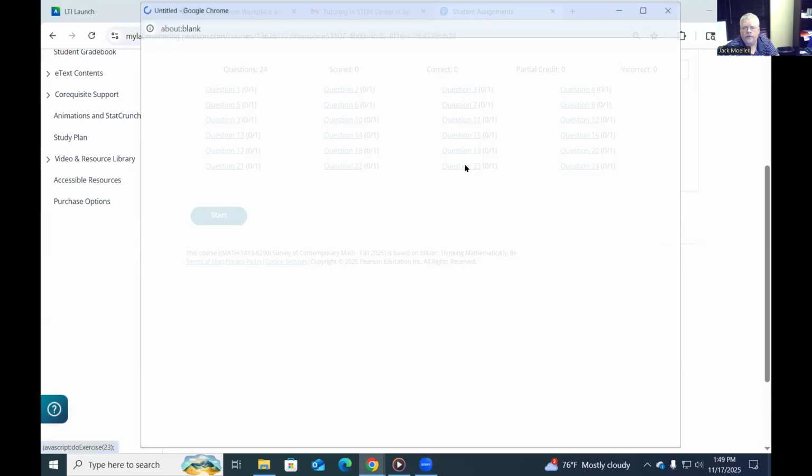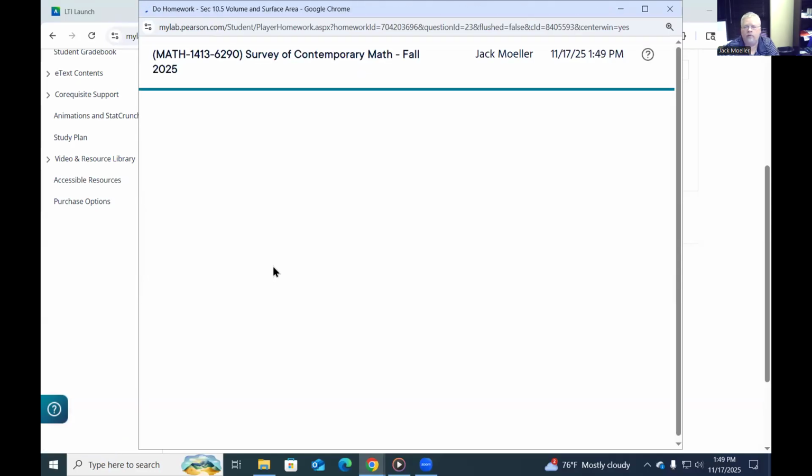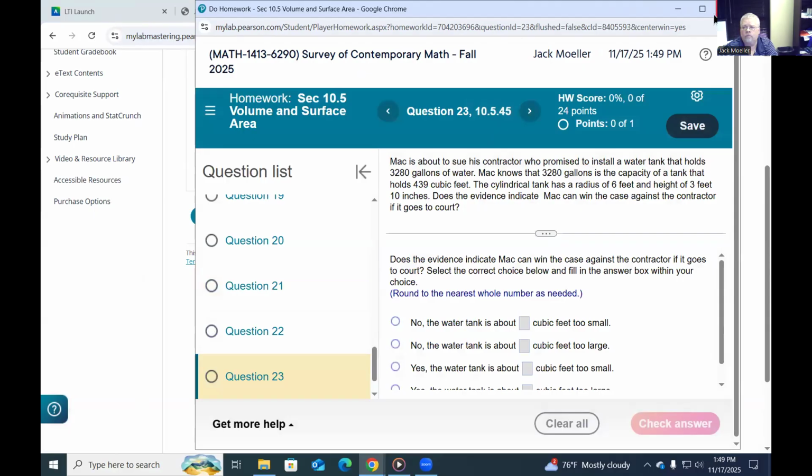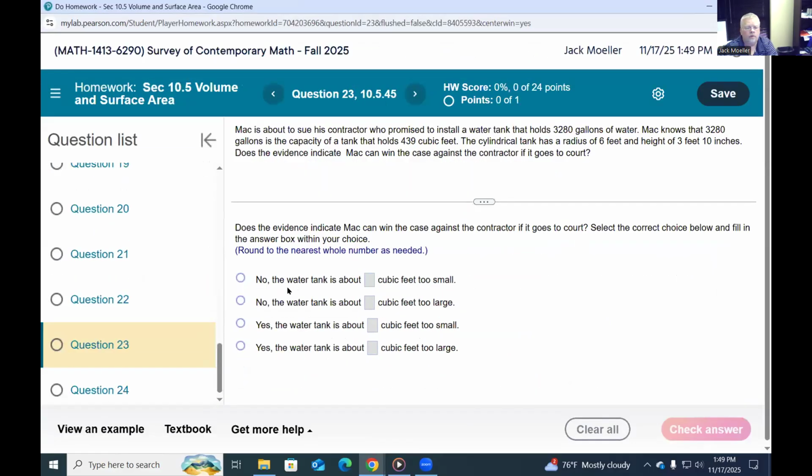So I think these are the last two from the 10.5 homework. This is number 23. So Mac is about to sue his contractor who promised to install a water tank that holds 3,280 gallons of water. Mac knows that 3,280 gallons is the capacity of a tank that holds 439 cubic feet. So they've already done the conversion from cubic feet to gallons.